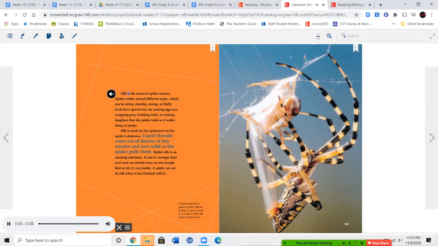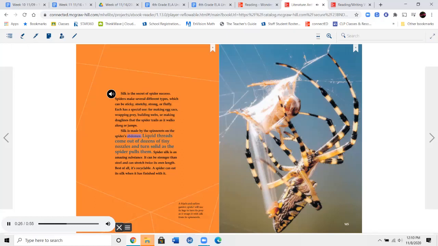Silk is the secret of spider success. Spiders make several different types, which can be sticky, stretchy, strong, or fluffy. Each has a special use. For making egg sacs, wrapping prey, building webs, or making drag lines that the spider trails as it walks along or jumps. Silk is made by the spinnerets on the spider's abdomen.